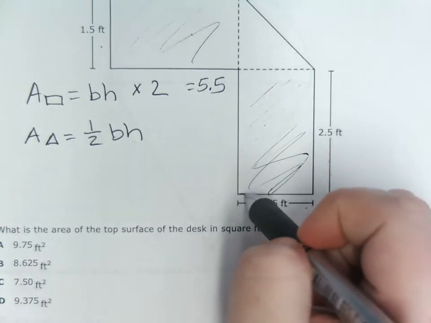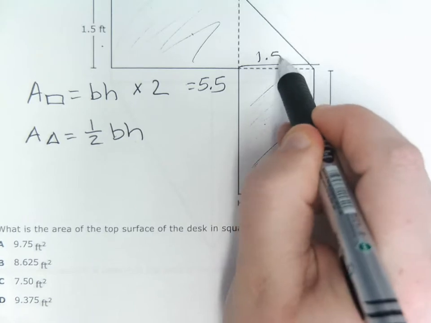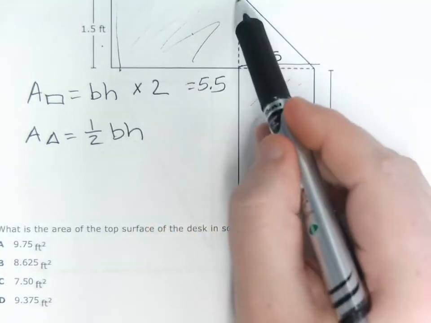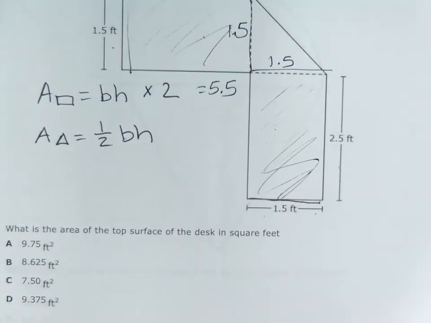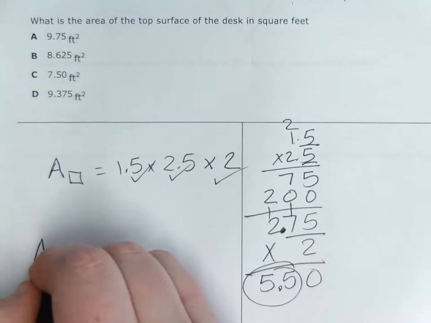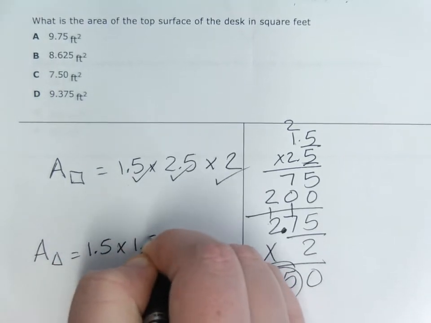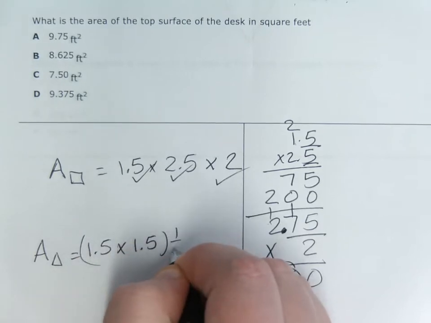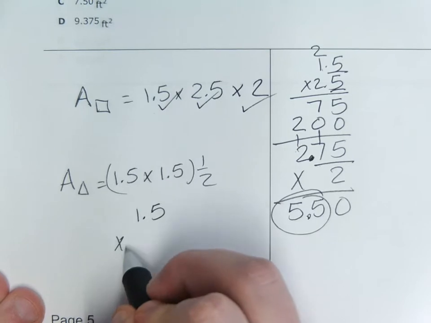My base, because this rectangle is 1.5 here, that means this is 1.5 already as well. And if this is 1.5, that means this is 1.5. So both sides of the triangle are 1.5. So we're going to do 1.5 times 1.5 and then divide by 2. Area of triangle, 1.5 times 1.5. And then do half of that. So let's do 1.5 times 1.5.